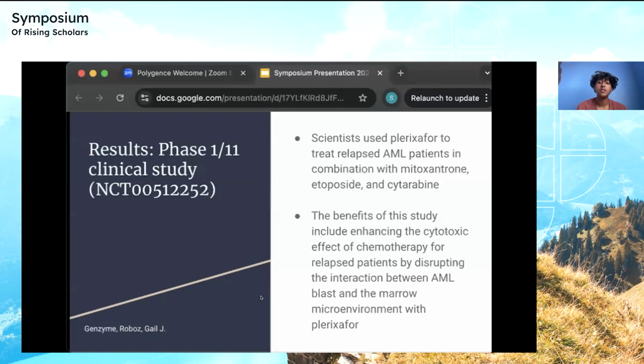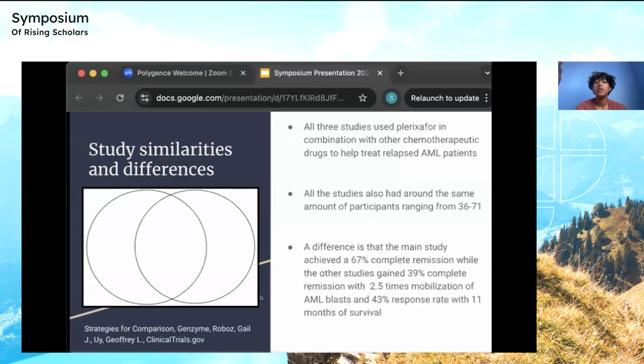The specific benefits of this particular study include enhancing the cytotoxic effect of chemotherapy for relapsed patients by disrupting the interaction between AML blasts and the marrow microenvironment with Plerixafor. So now we can go over some key study similarities and differences.